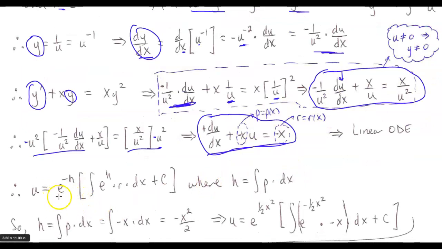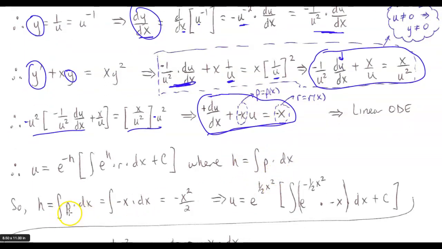So I'm going to substitute in everything I need here, my P and my R, into this formula here, where H is going to be the integral of P dx. And so, of course, here our P is just equal to minus x. So we take the antiderivative of minus x, which is minus x squared over 2. Substitute that back in, e raised to the negative H. That's just going to be e raised to the positive x squared over 2. e raised to the H is just e raised to the negative 1/2 x squared times a minus x dx.